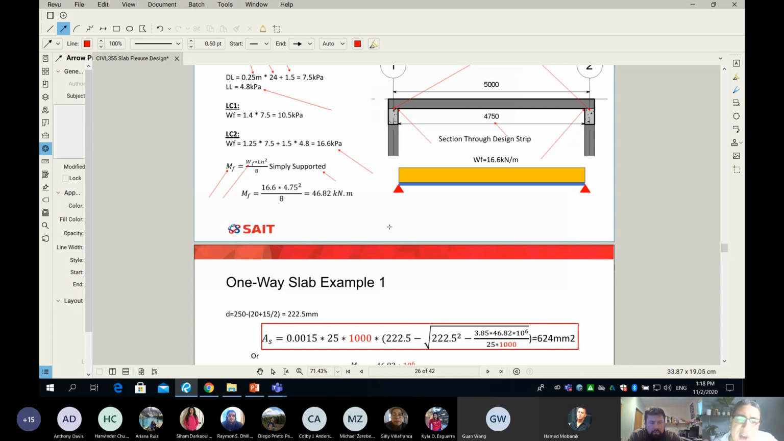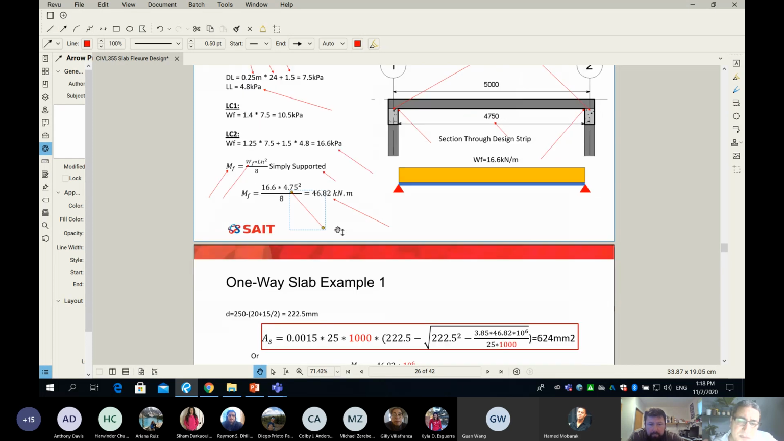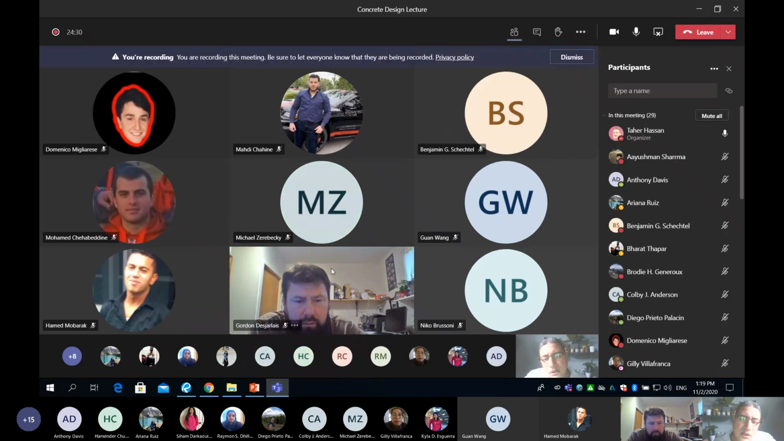Now, what's the moment? The moment is 46.82. Remember, I did not use the center line to center line dimension. I used the clear span in here to estimate the moment. Now I know that the moment on my 1 meter wide design strip is 46.82. Can I design my design strip right now? Please help me. Yes or no? I know the moment. Can I start designing my 1 meter wide design strip? What do you think?